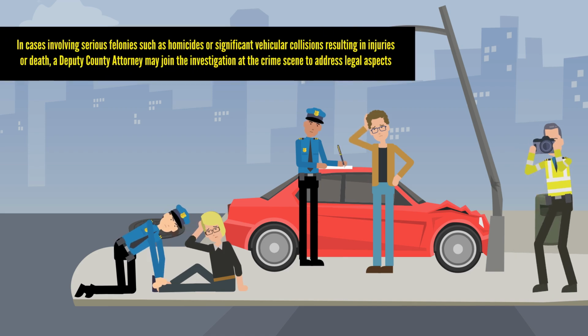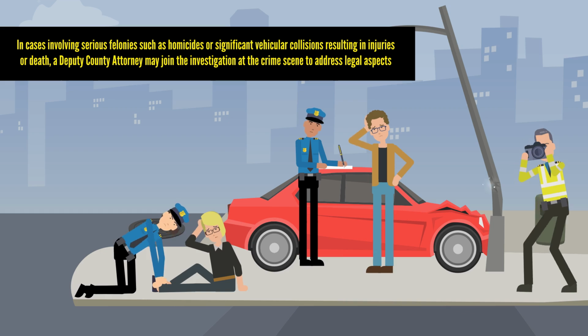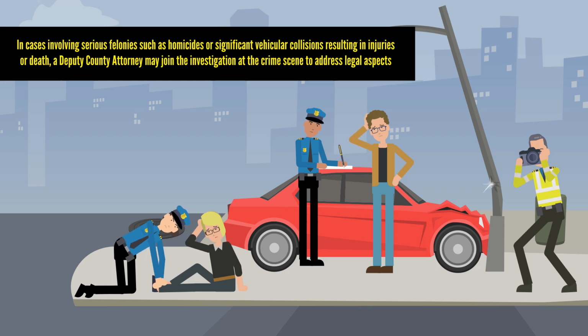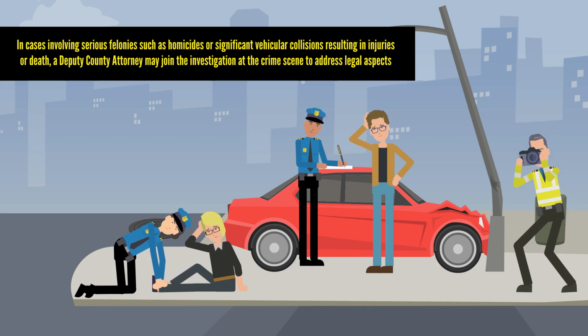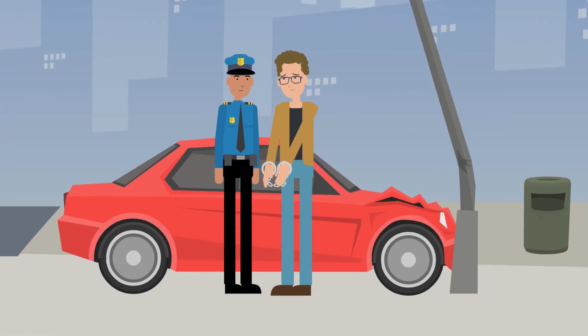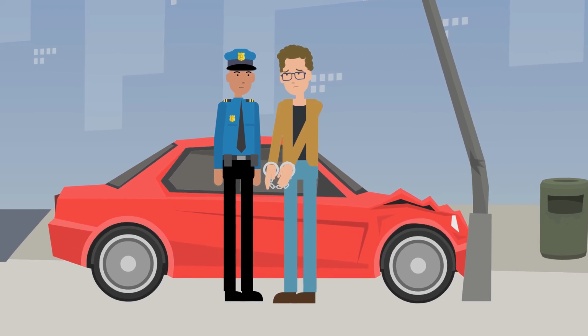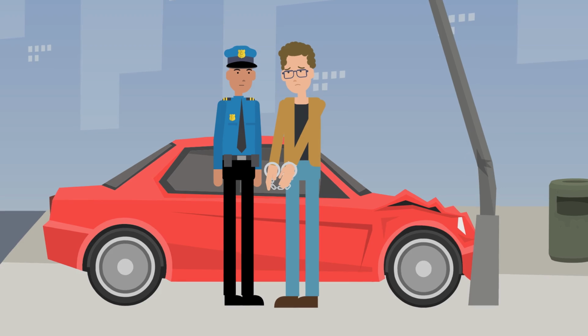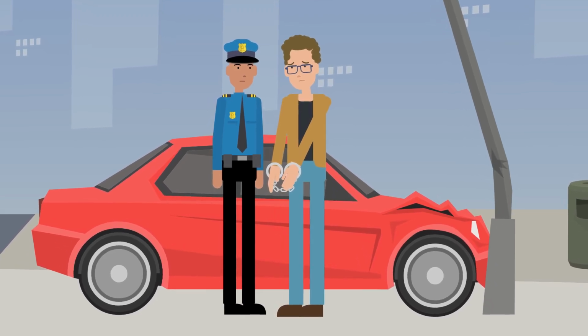In cases involving serious felonies, such as homicides or significant vehicular collisions resulting in injuries or death, a deputy county attorney may join the investigation at the crime scene to address legal aspects. If law enforcement establishes that a suspect has been identified and there is adequate evidence indicating their involvement in the crime, referred to as probable cause, immediate arrest of the suspect may take place.